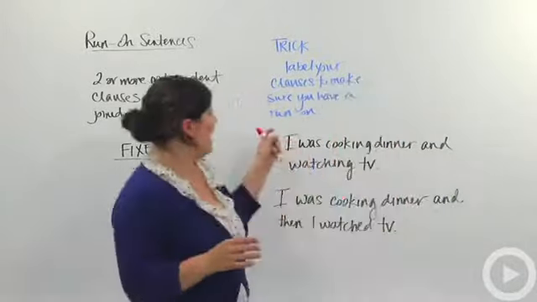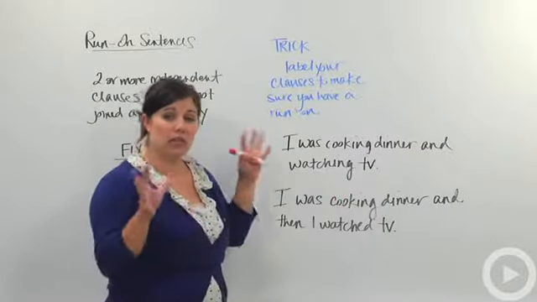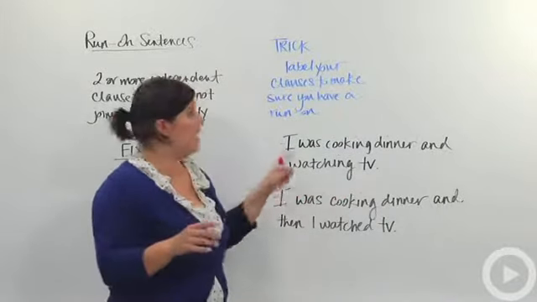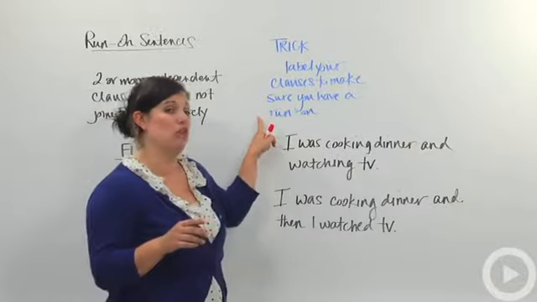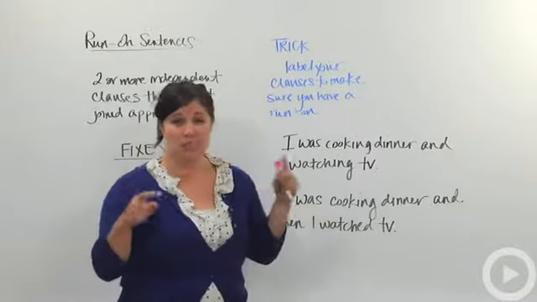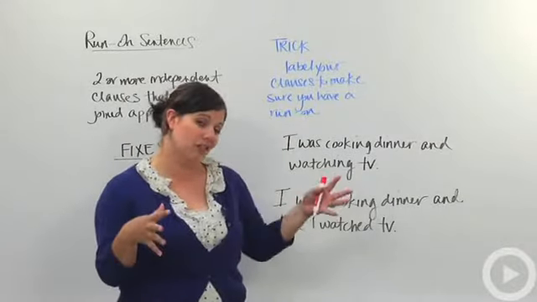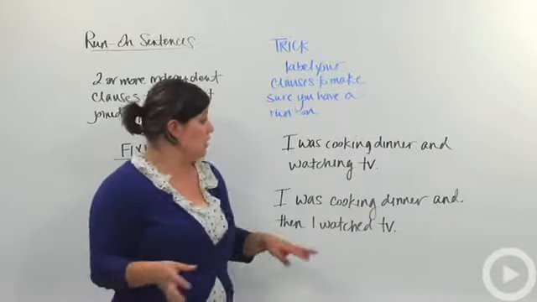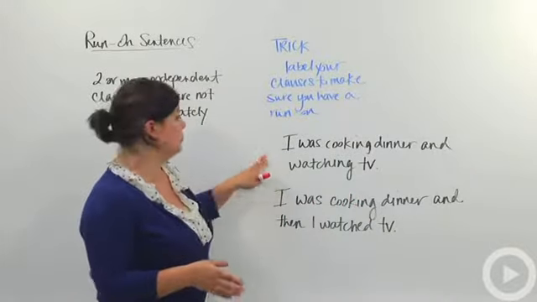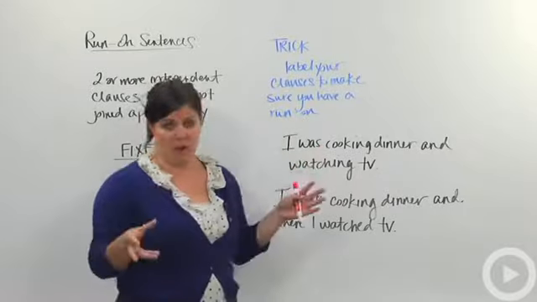The one tip I have, though, is to make sure when you're identifying run-on sentences, you label your clauses to make sure that you actually have one. There can be some sentences out there that look like run-ons that aren't actually run-ons. So let's take a look at this first example. We have: I was cooking dinner and watching TV.